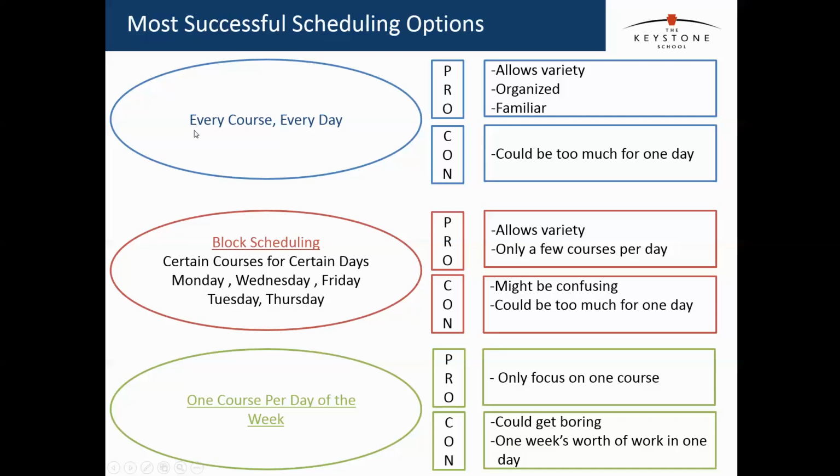The first is every course every day. And this is very familiar to a lot of students because this is what most schools follow. You start your morning off with mathematics, so then maybe after 45 minutes or an hour and a half, you move on to your next subject, social studies, and on to the next science, etc. So it's very familiar for a lot of students. It gives you variety, so you have time to visit multiple subjects throughout the day, and it's very organized. You work a little bit in each course every day.